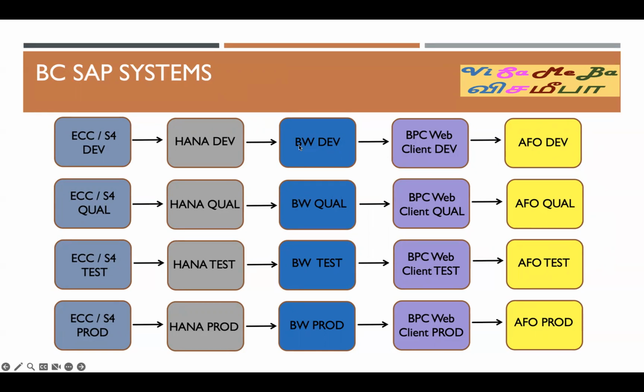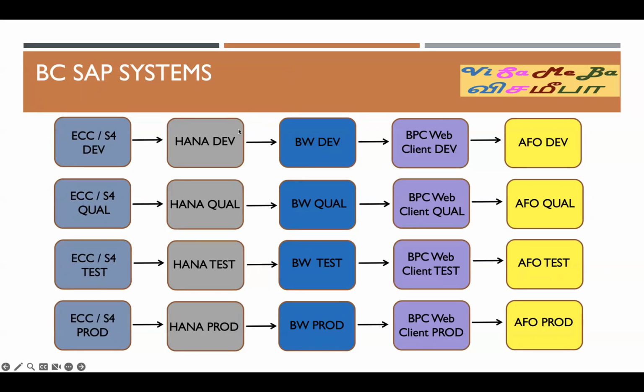Now, BW is used to do the T codes like RSA1, which is the BW workbench, and the RS plan for planning, for creating filters, aggregation levels, and planning sequences, planning functions.